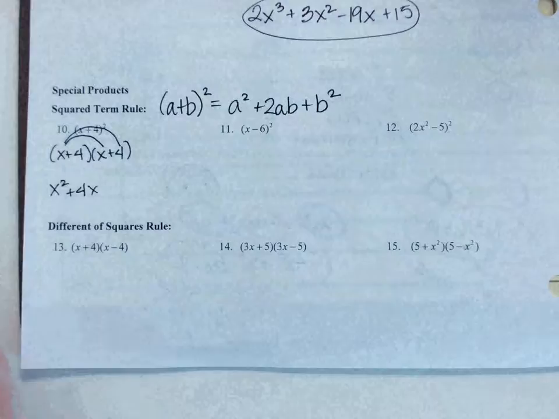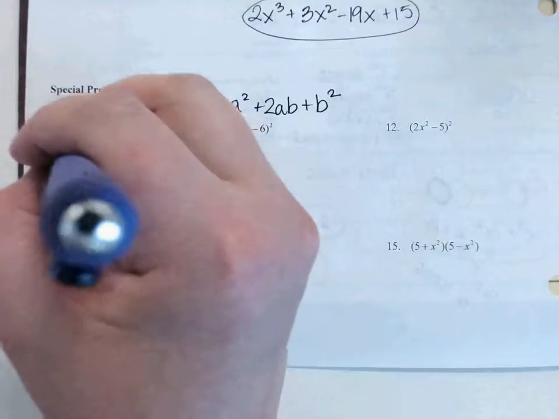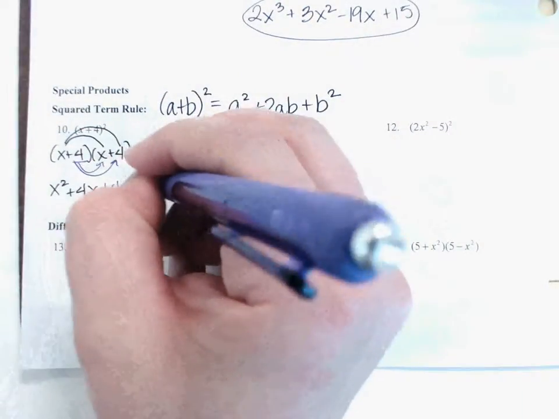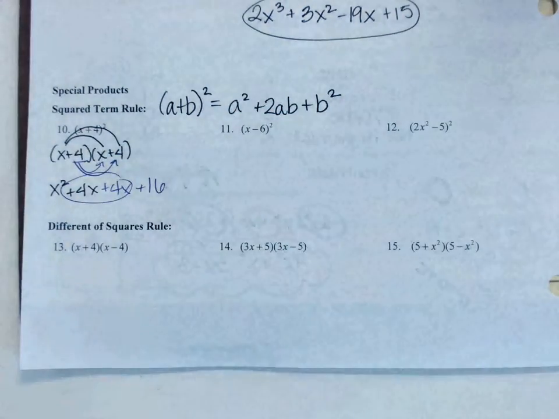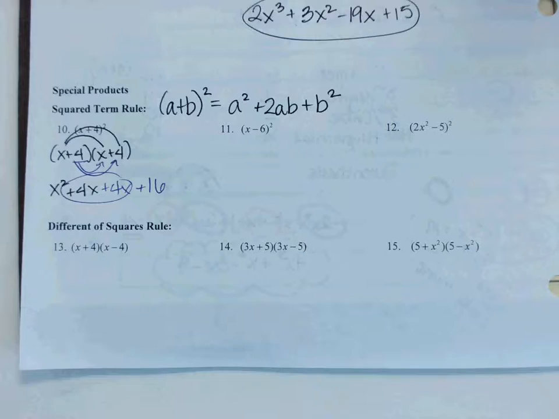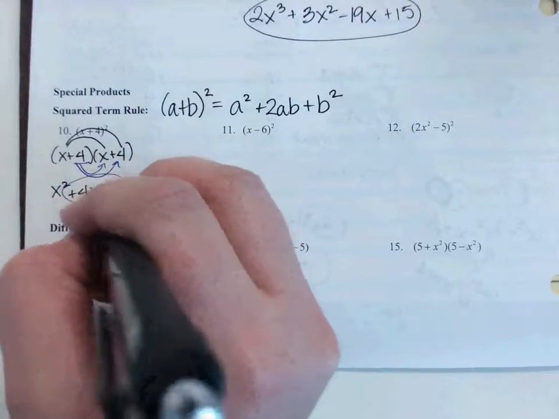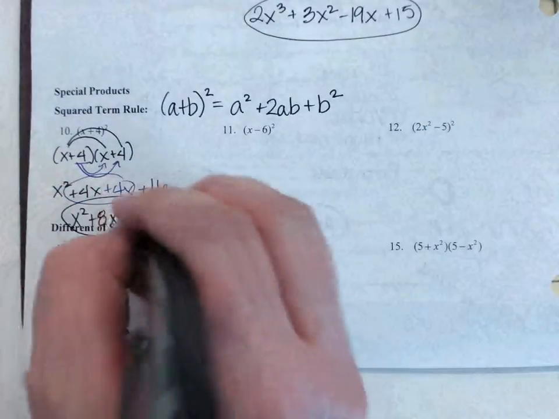Then I go to my other distribution. What's 4 times x? 4x. And then 4 times 4? 16. Then I take these two guys and combine them together. What's 4x and 4x again? 8x. Okay, here's the shortcut though.